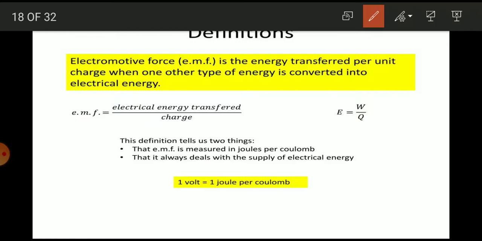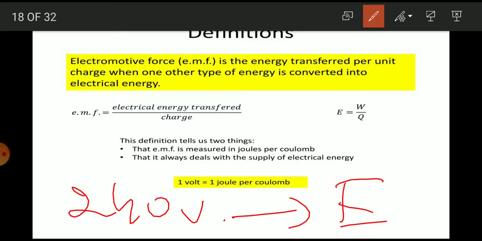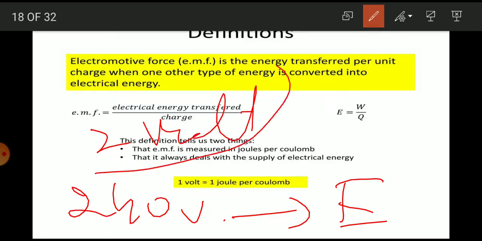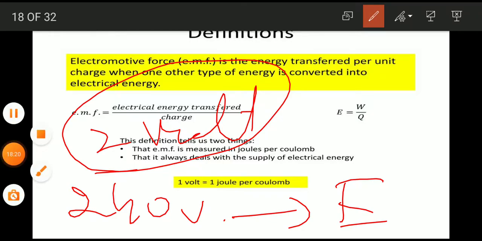If a tube light is given 240 volts of energy, this is EMF. If it uses 2 volts, this 2 volts is called potential difference. So the amount of energy which is converted into other forms of energy, or which is utilized, is called potential difference. And the amount of energy which is given is called EMF.